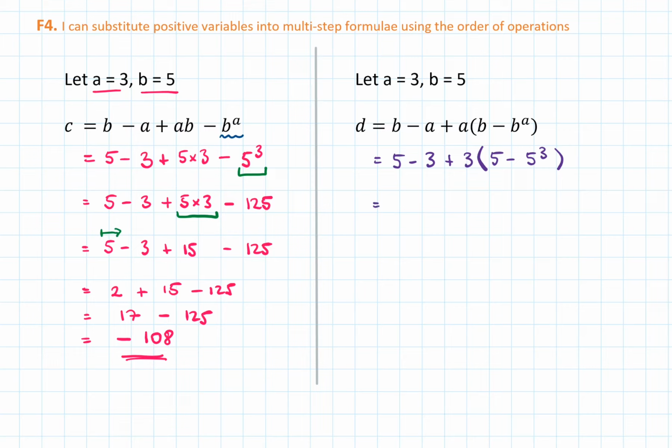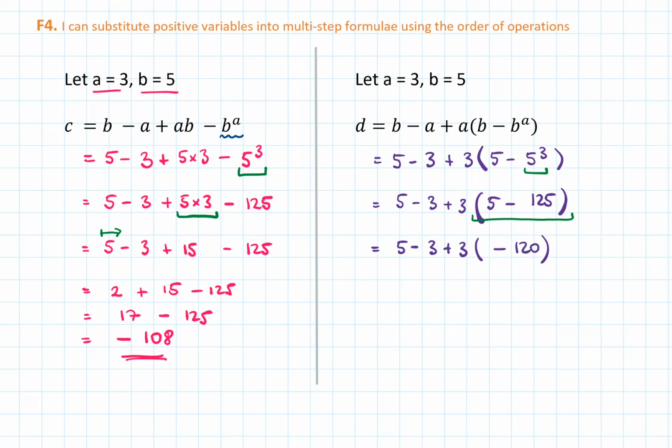The next step to do is start working through our order of operations. The highest precedence will be the bracket, and within the bracket it is indices, 5 to the power 3. So we do 5 minus 3 plus 3 in bracket 5, take away 125. As we have seen from the previous example, 5 cubed is 125. We then continue with this bracket, write down everything else, 5 take away 3 plus 3, and in bracket, 5 take away 125 is a negative 120.